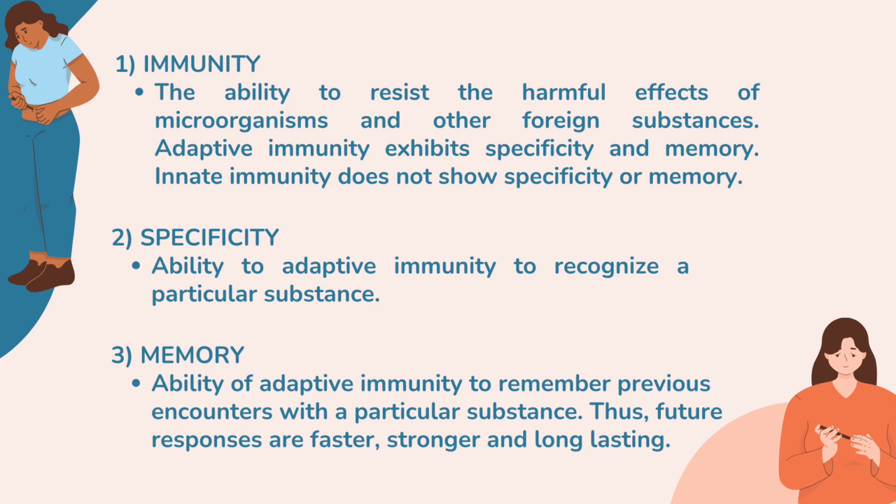Specificity. Specificity is the ability of adaptive immunity to recognize a particular substance. Memory is the ability of adaptive immunity to remember previous encounters with a particular substance. This feature makes responses faster, stronger, and long-lasting. Memory is divided into short-term and long-term memory. Short-term memory recovers memories of recent events, while long-term memory is concerned with recalling the more distant past. It is the ability to recover information about past events or knowledge.